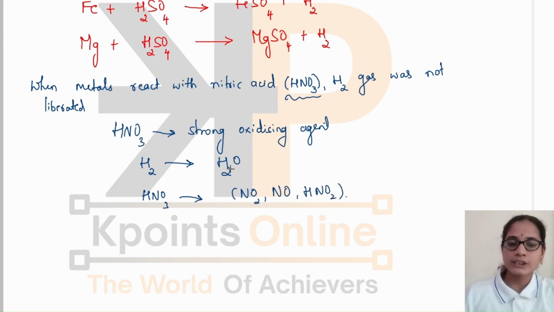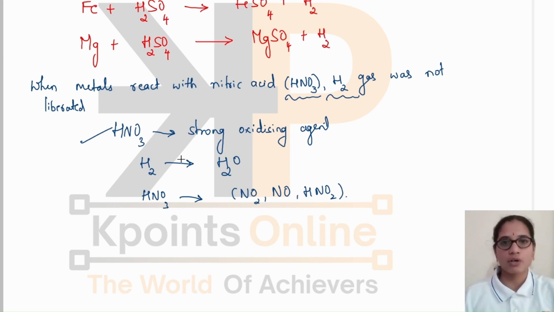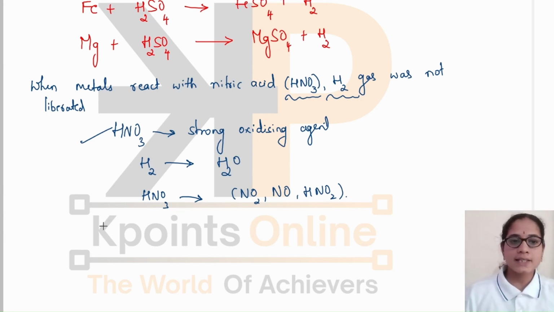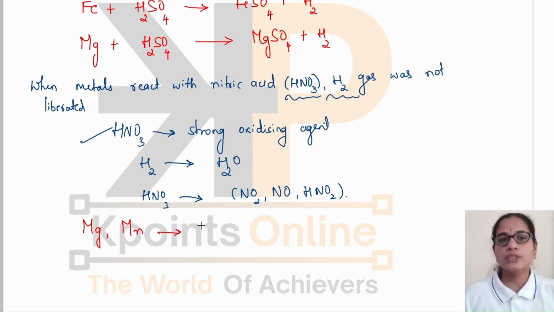So it may be asked in your examination why metals will not produce hydrogen gas when they react with dilute nitric acid. The reason is that nitric acid is a strong oxidizing agent. It will oxidize the hydrogen that is formed to water. Here also there is an exception: only two metals, magnesium and manganese, react with very dilute nitric acid to evolve hydrogen gas.